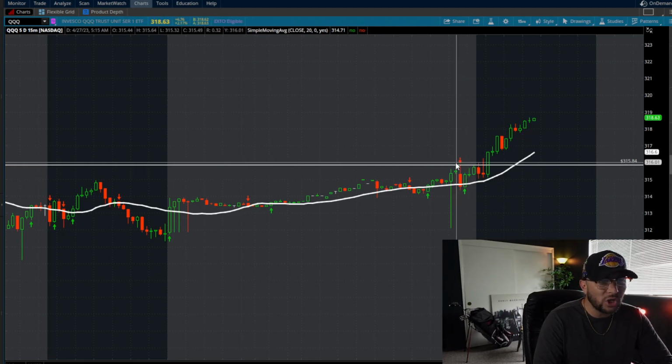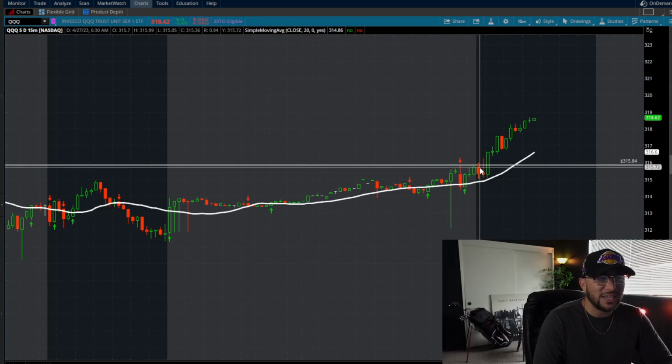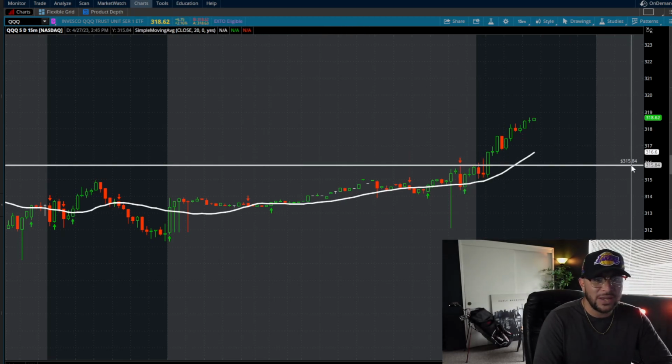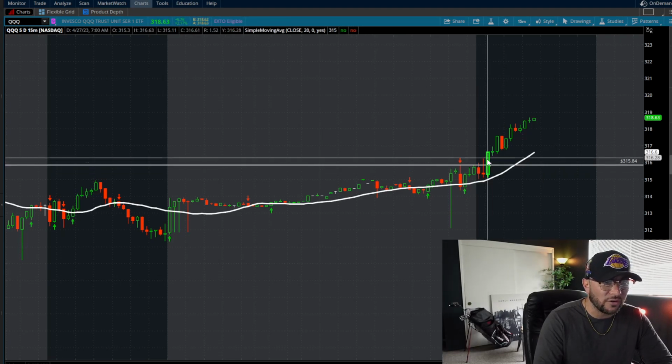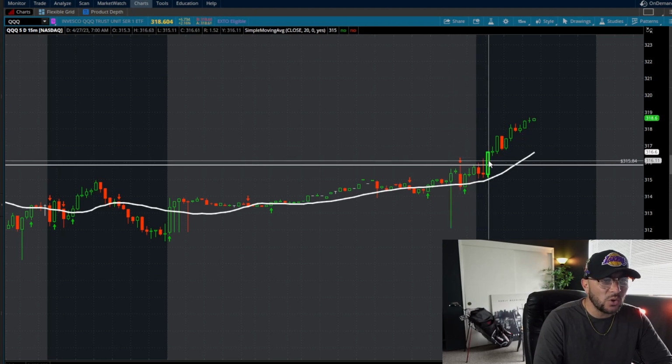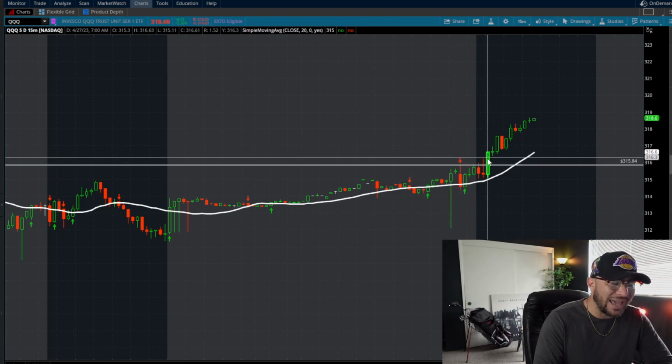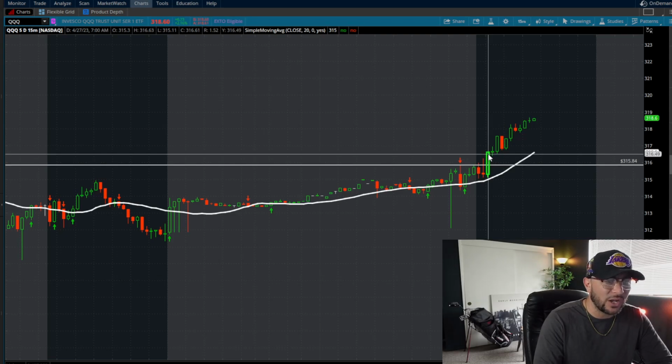All we are looking to do here is wait for the market to open, and we need some type of close over this pivot. If the pivot is 315.85, what we need to do is break the pivot and close over. As soon as we get this close over, we can now buy. This is when we're going to be entering on this candle.